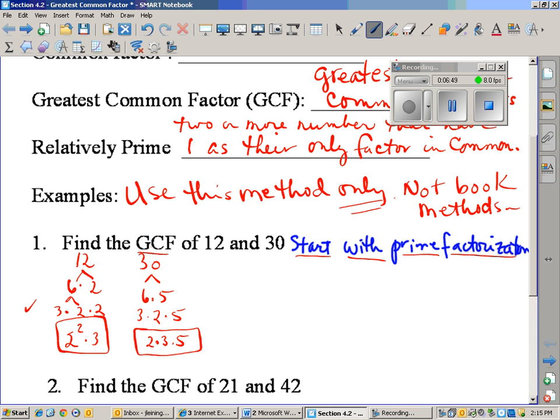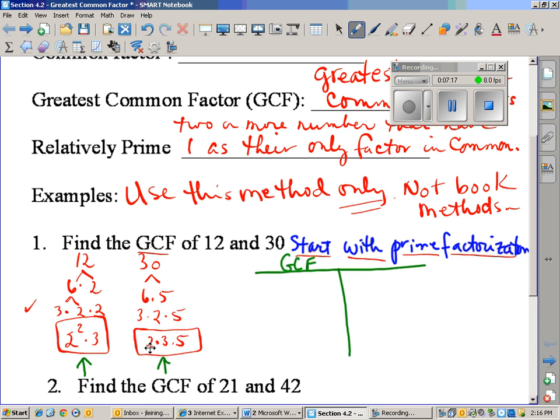Now we're going to write the GCF. We're going to make a T-chart. It's going to look like this. We're going to put the GCF over here, and later in the chapter, we're going to be doing the least common multiple, which is going to go over on the right-hand side. For the GCF, you go back and you look at each one of your prime factorizations, and you find what they have in common. So I'm looking at the 2's.